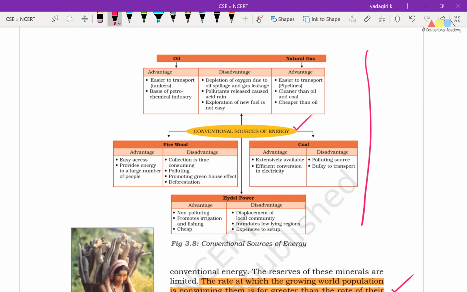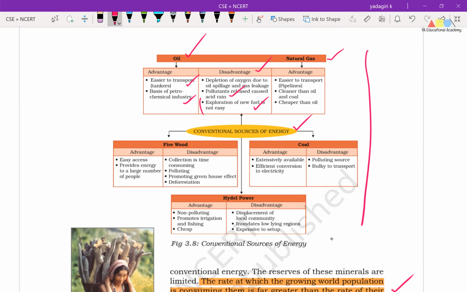Right, friends, first one is oil, and the advantages of oil resource are that it is easier to transport through tankers, and it is the basis of the petrochemical industry. So the entire petrochemical industry is dependent on oil. Hence the disadvantages: depletion of oxygen due to oil spillage and gas leakage, and the second one is pollutants released cause acid rain. And similarly, exploration of a new fuel is not easy. So exploration is a very difficult and horrendous process.